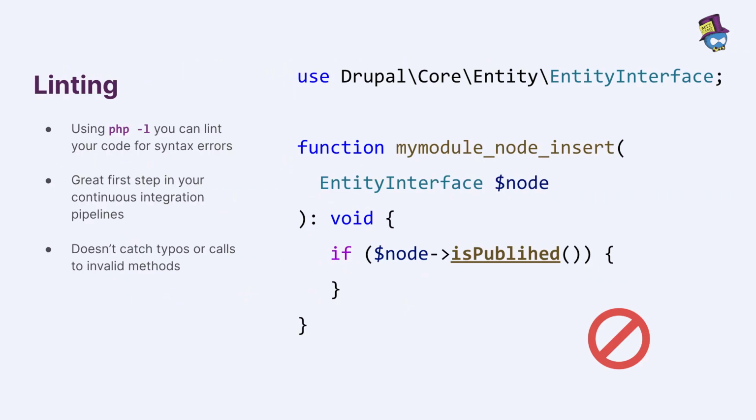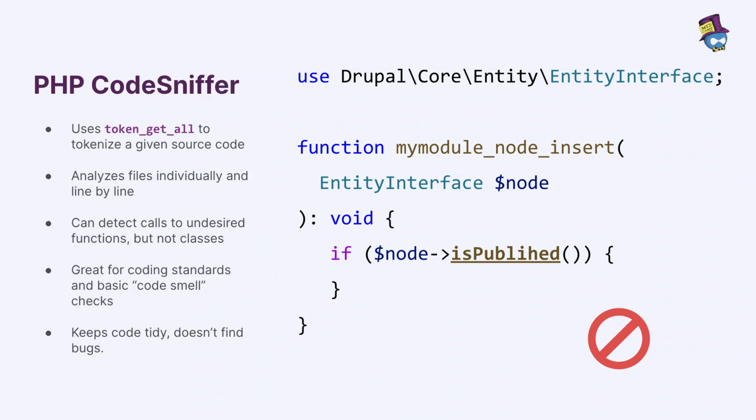Linting. So PHP actually has a built-in linter. You can do php -l to lint PHP code for syntax. Great, but this isn't a syntax error. This is just a typo. And as far as PHP is concerned, this is all valid syntax. So it would not catch our bug.